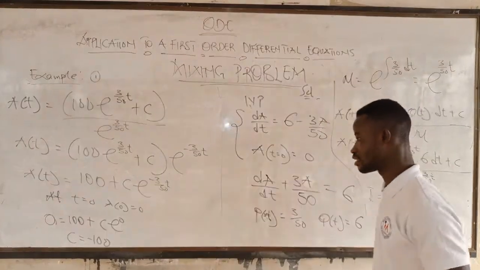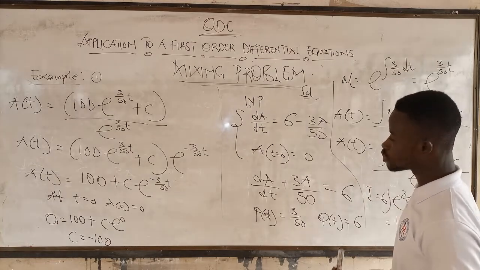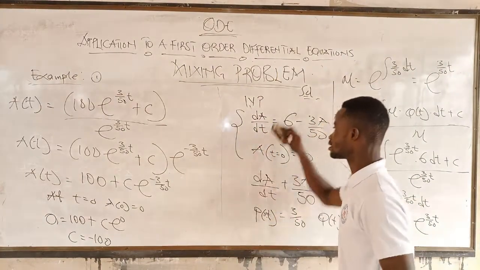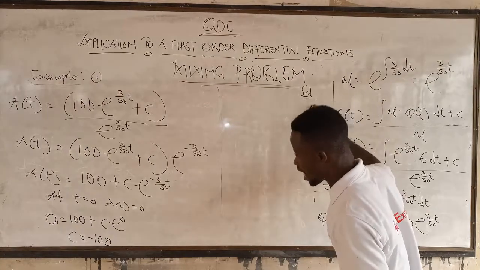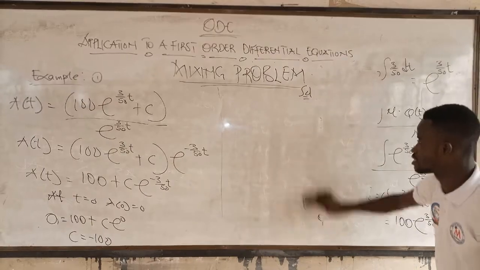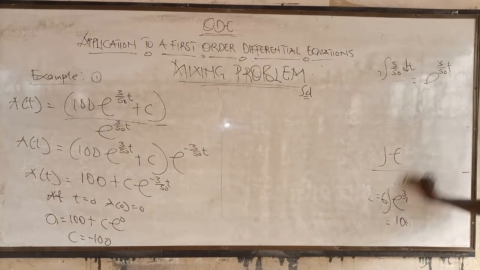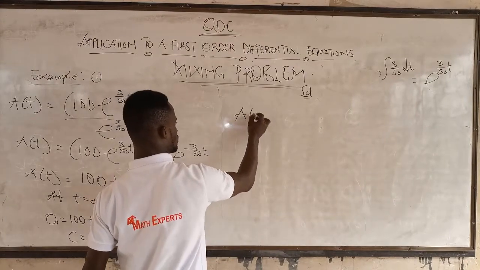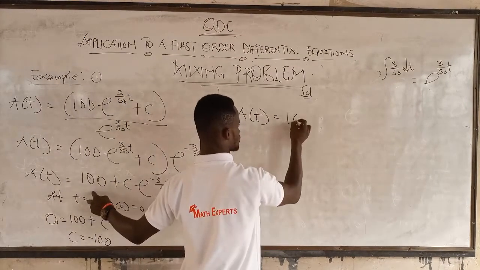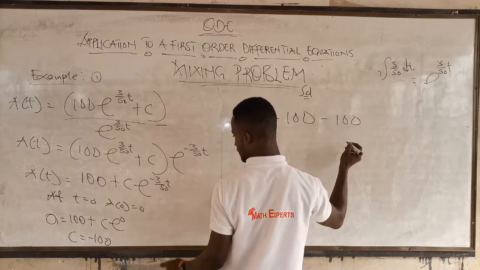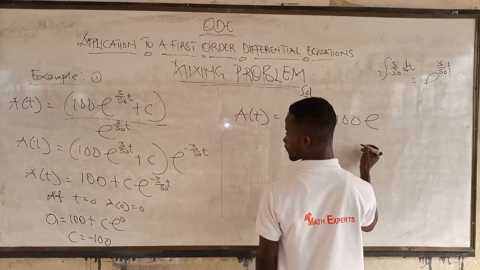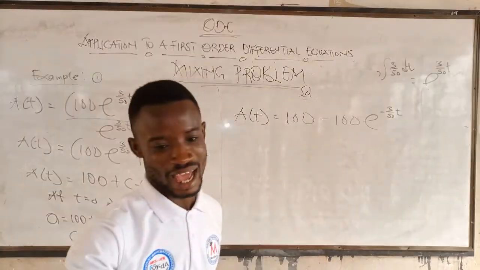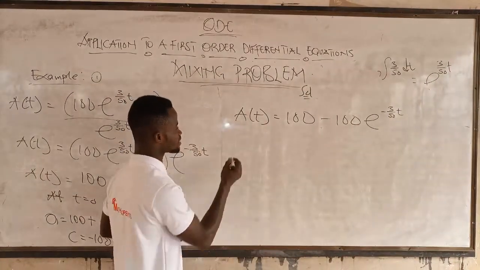The only thing we are left to do is the substitution to get the equation in terms of the ODE, and that is the amount of substance at any time t. Alright, so that is that for the A.